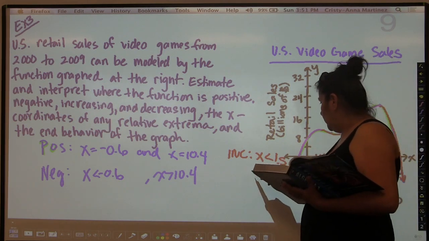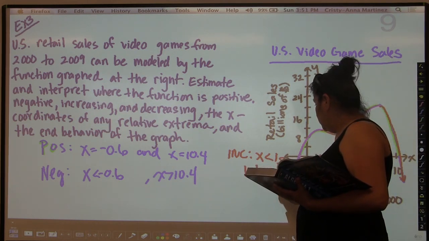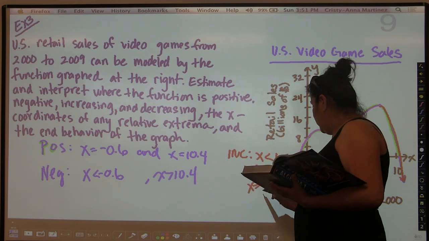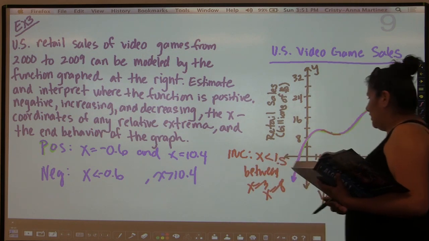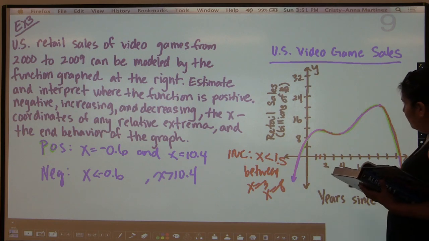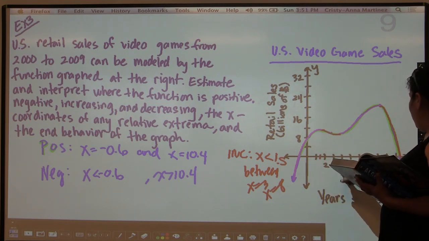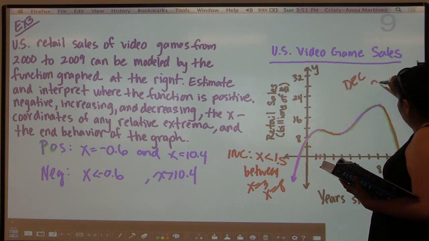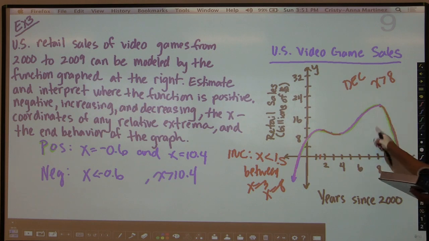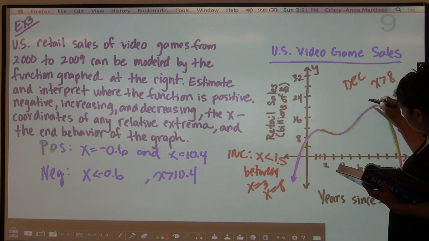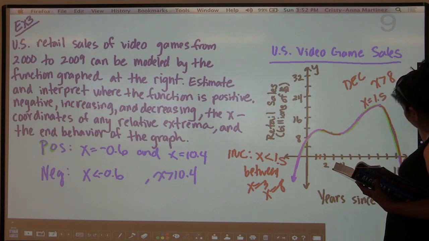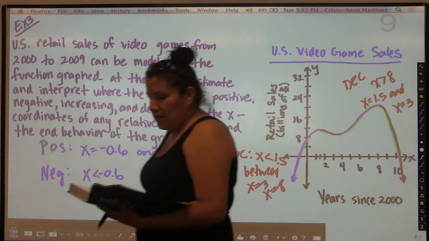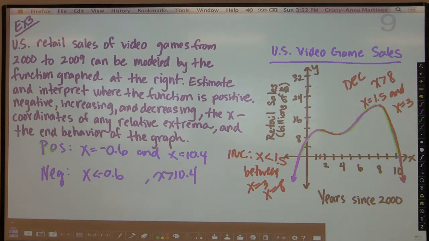So also between x equals 3 and x equals 8, increasing. Then the decreasing is going to be from 1.5 to 3 and from 8 on. So it's going to decrease for x greater than 8. Once you get to 8, everything bigger than 8 is going to be decreasing, and also between x equals 1.5 and x equals 3. All right, so those are the values of increasing and decreasing.